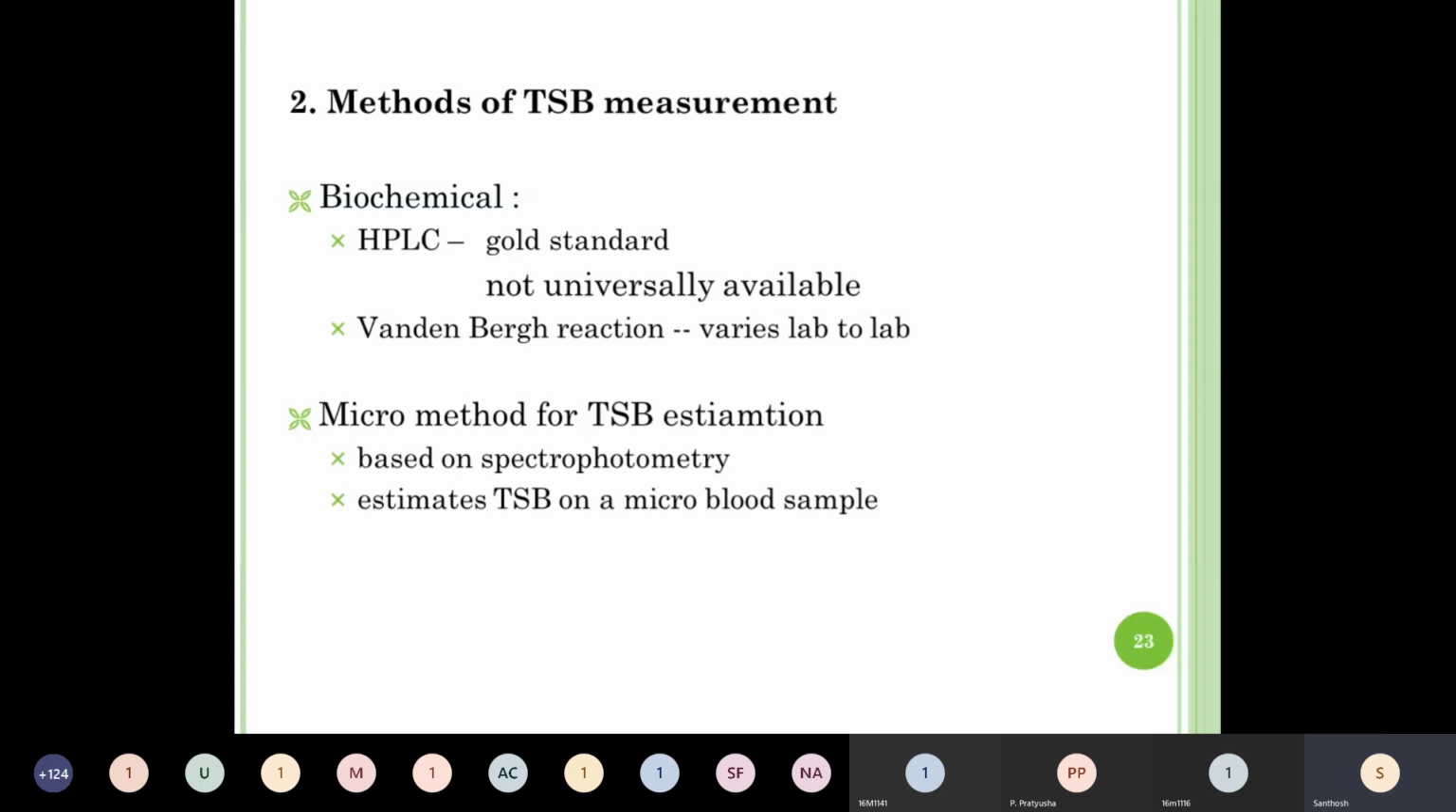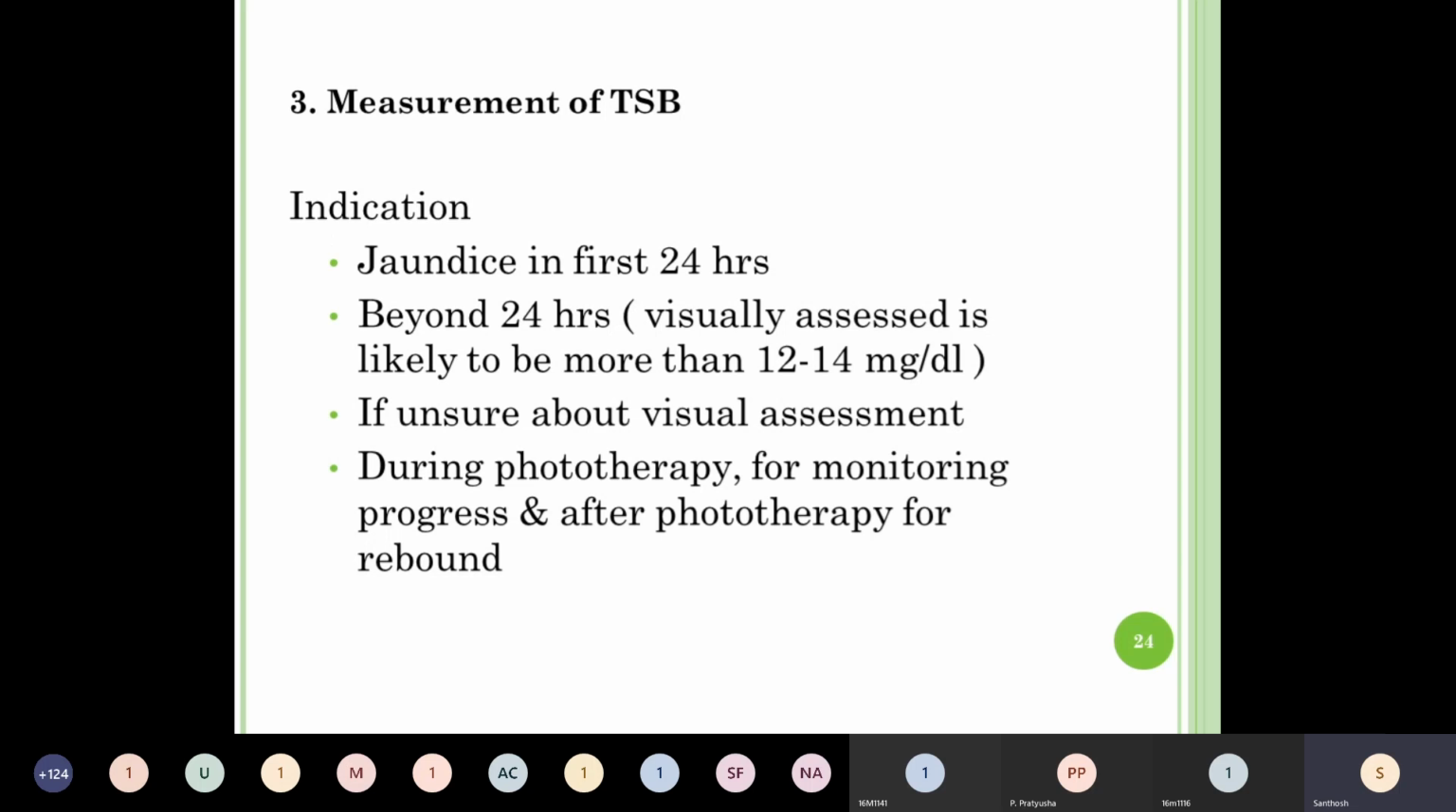So in the laboratory, how do you assess the bilirubin? The HPLC method is the gold standard, or the Van den Bergh reaction method is also used, but the values vary from lab to lab. Bilirubin estimation can also be done based on spectrophotometry. Now, when do you order serum bilirubin levels? If you see jaundice within 24 hours, or there is ABO incompatibility with mother being O positive and baby being A or B positive, or Rh incompatibility, or if you are unsure about your visual assessment.